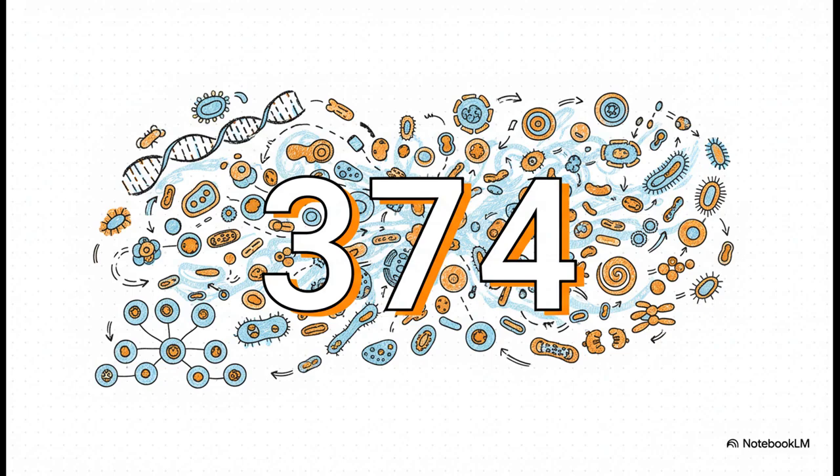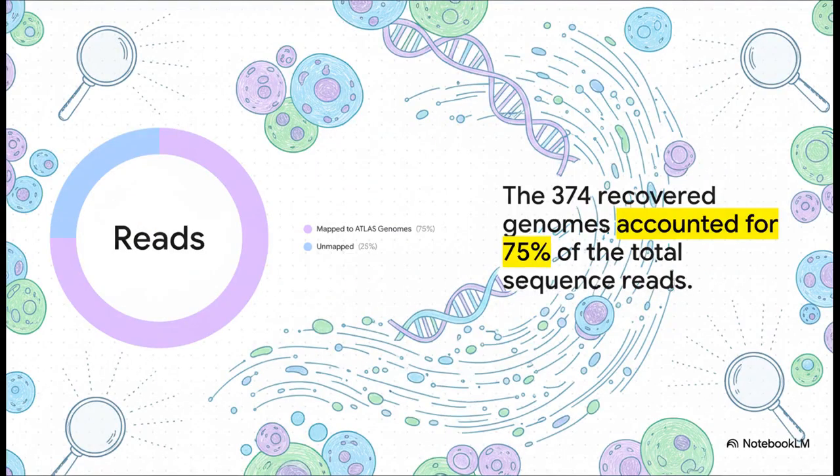And the really amazing part? The vast majority of these were from organisms that had likely never been seen or studied by scientists before, ever. And these 374 new genomes weren't just some minor part of the ecosystem. As you can see here, they accounted for a staggering 75% of all the genetic data in the samples. Just think about that for a second. Without an assembly-based tool like Atlas, 3/4 of this entire microbial world would have stayed completely invisible.